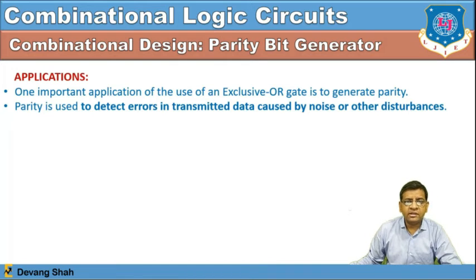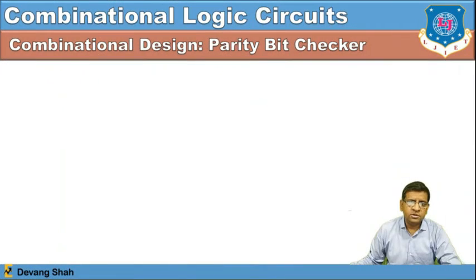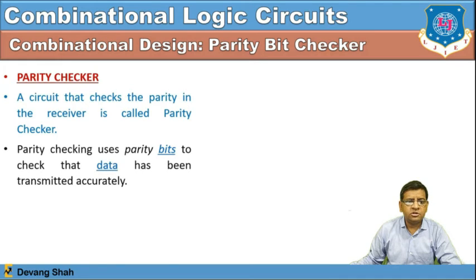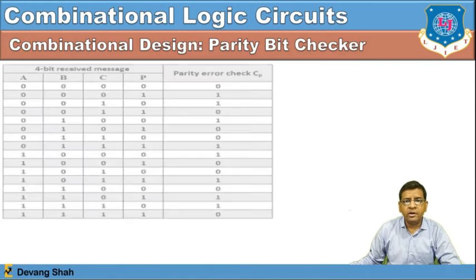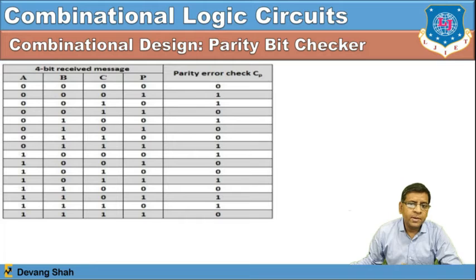Parity is used to detect errors in transmitted data caused by noise or other disturbances. So this is used in a communication system. Now this is a parity bit generator. This particular parity bit generator is either an odd or even function. So from that, in the parity error check you can find four received messages, A, B, C and P, because it's from the generation.